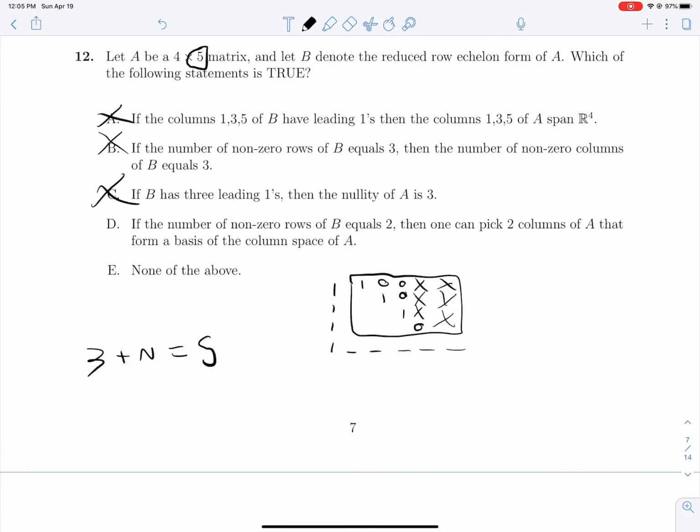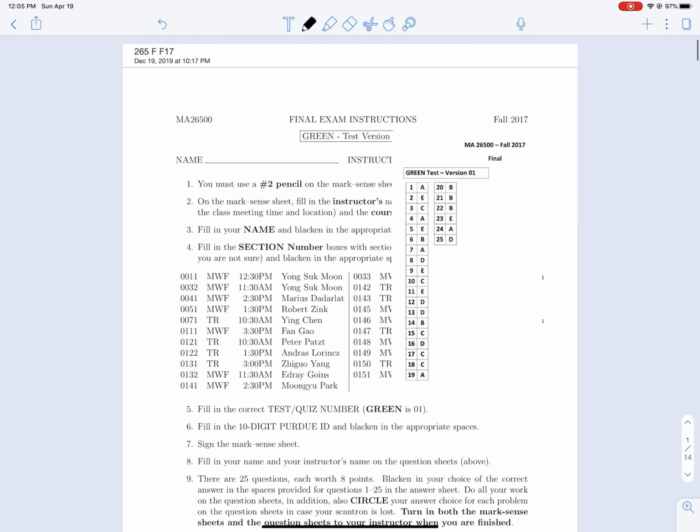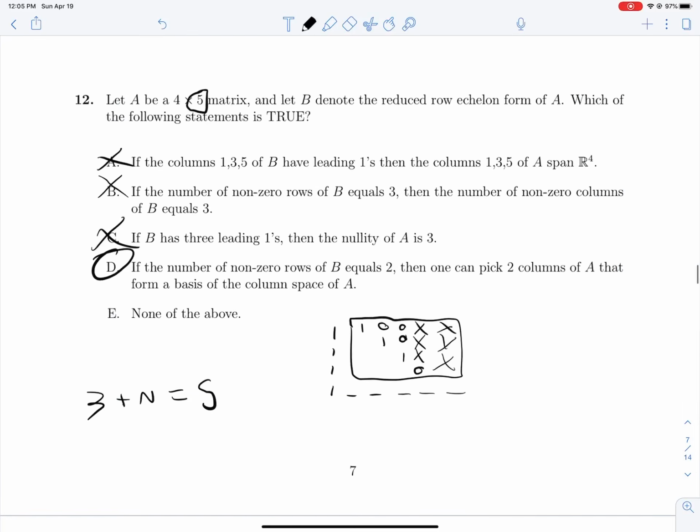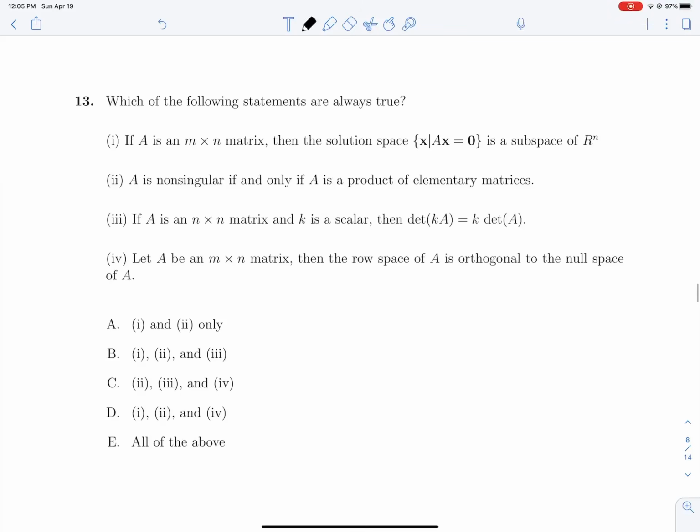What about D? If the number of non-zero rows of B is equal to 2, then one can pick 2 columns of A such that they form a basis for the column space of A. Well, that's exactly how we find the basis for a column space. We find the row-reduced echelon form and note the columns that have leading 1s in them, so our pivot columns, and then we go back to the original form of A, and whatever pivot columns we have there, those by definition have to span the column space of A. So D is correct, and we've done that manually many times so far this semester.